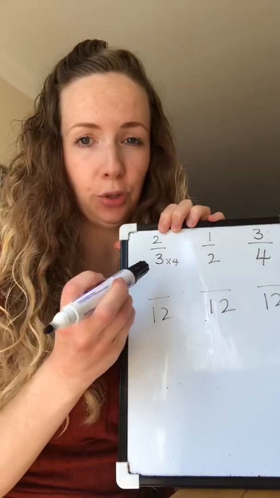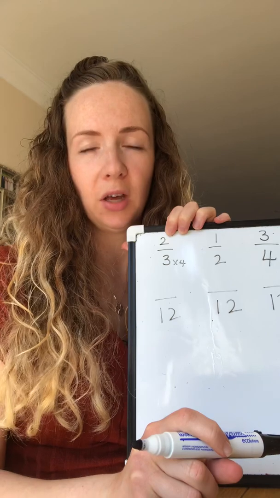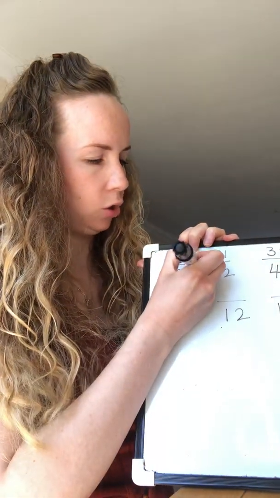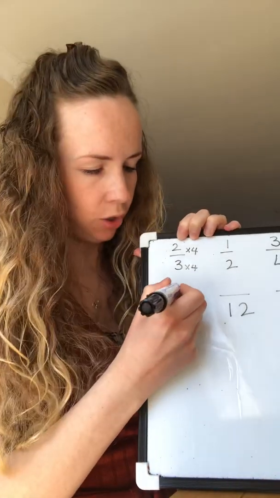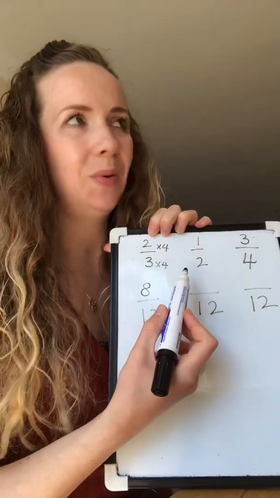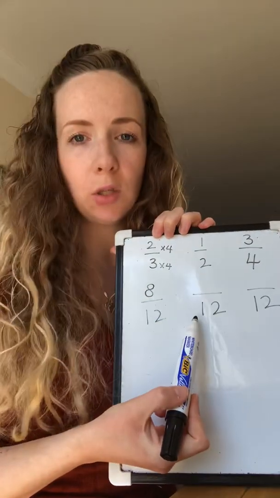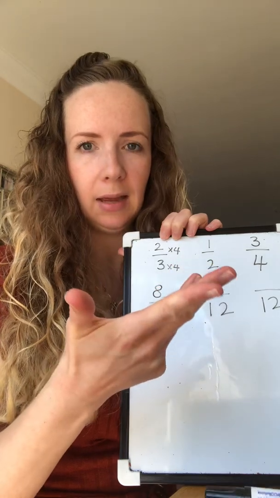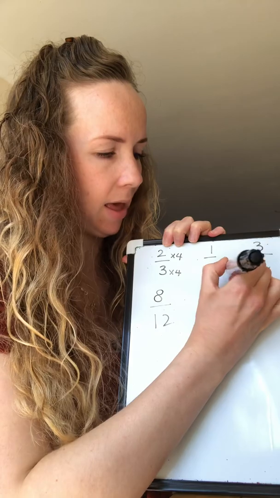Now, whatever we do to the bottom number, we must do to the top number when we are converting fractions. So I'm going to put a little 4 at the top here, and I know that 2 times 4 is 8. So my new numerator here is 8. Over here, I'm going to do exactly the same. I'm going to ask myself, how many times does 2 go into 12? Well, I know it goes in 2, 4, 6, 8, 10, 12. I know it goes in 6 times. So I'm going to put my little 6 there.